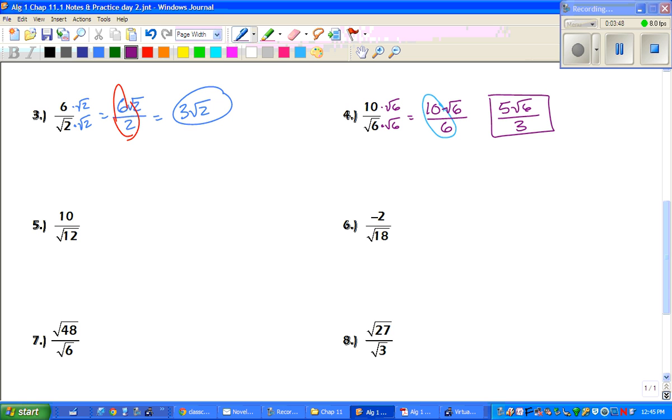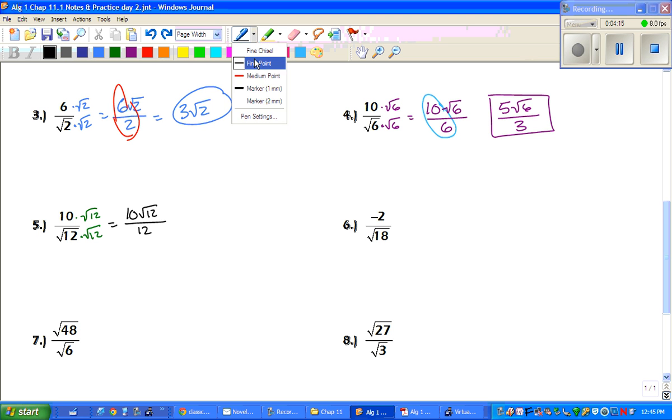Now, some of these we're going to have to break down, okay? And the way we're going to do that, we're still going to multiply, because we want to get rid of the roots first. So that's 10 root 12 over 12. And I'm not going to simplify right away because I want to make sure we take care of that first.